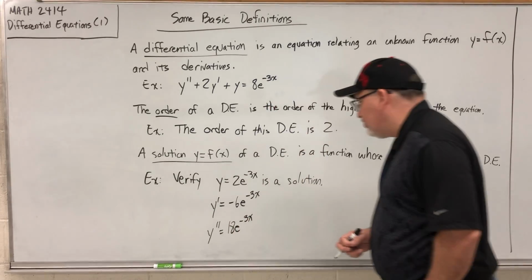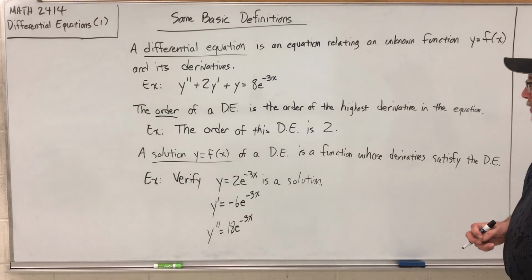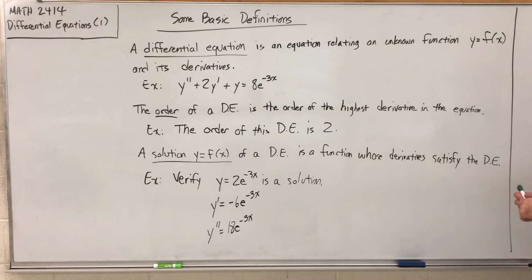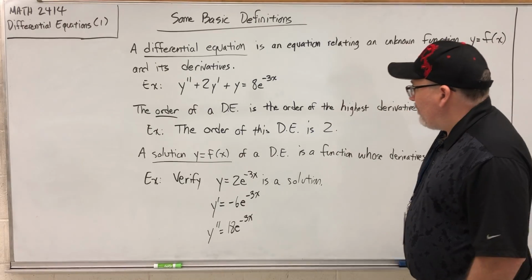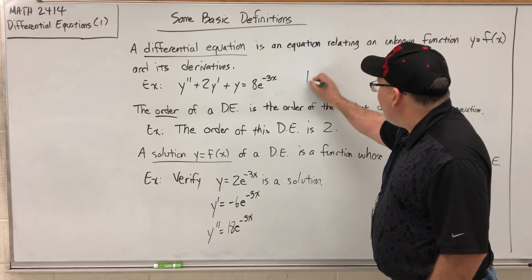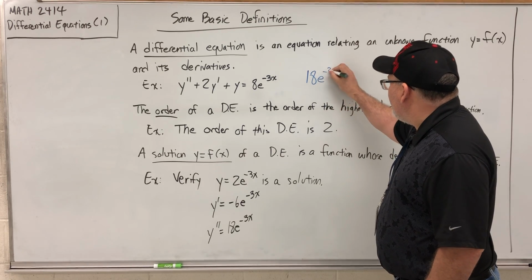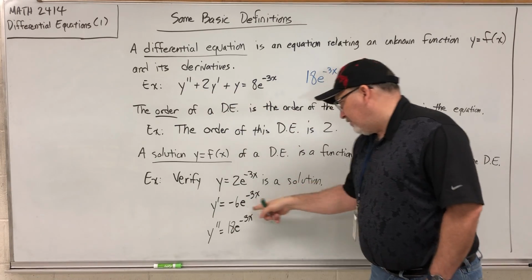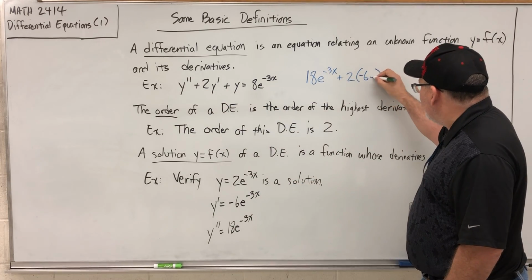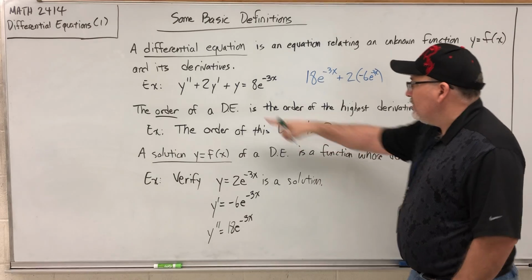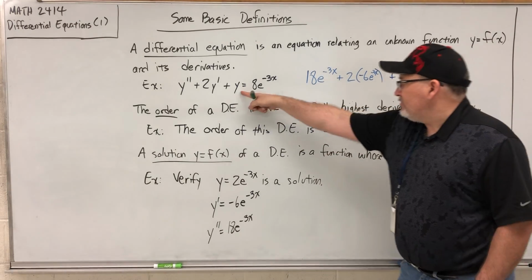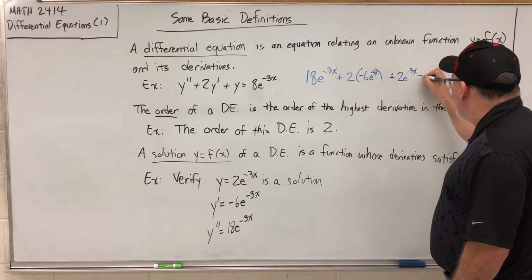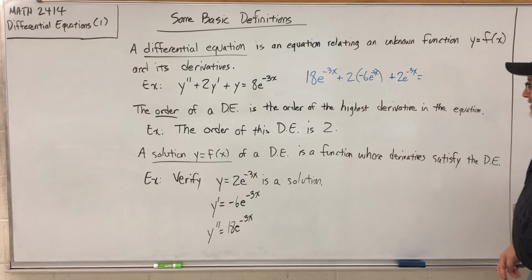So there's our function, first derivative and second derivative, and now we just have to substitute them back into the original differential equation to make sure that it makes it true. We'll do it up here. Our second derivative is 18e to the negative 3x plus 2 times the first derivative, which is negative 6e to the negative 3x, plus our original function, which was 2e to the negative 3x. But it doesn't take too long to see that this is a solution.